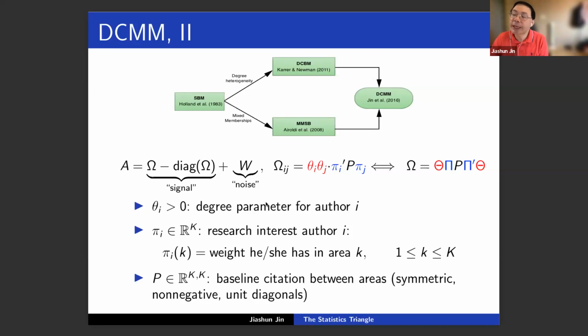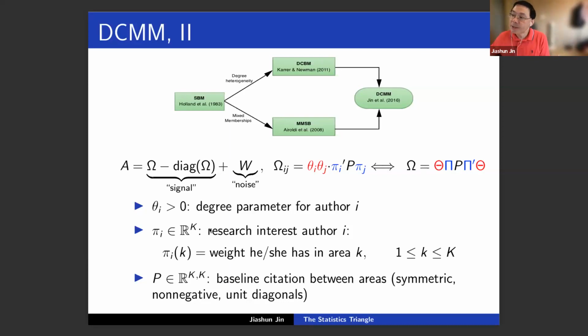Second of all, social networks typically have so-called mixed memberships. Take the citation network, for example. You take an author, like Jianqing Fan. His citations may come from Bayesian, nonparametric, biostatistics, and so on and so forth, right? So you cannot say he belongs 100% to nonparametric, not Bayesian, not biostatistics at all.